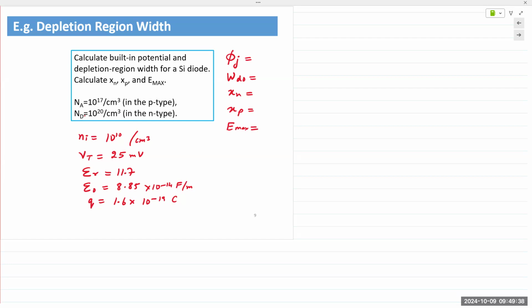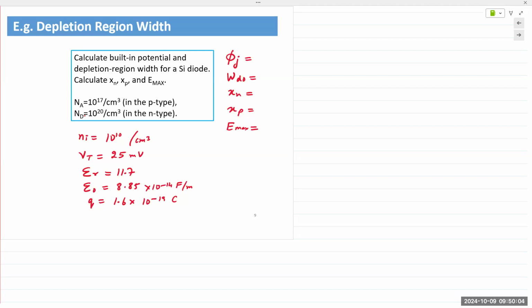So let's see. You have everything you need, right? Epsilon S, epsilon R, epsilon 0, Q, Ni. So first step is to calculate phi j. Once you have phi j, then you can enter the value of phi j into WD0. And once we have that, we can calculate Xn and Xp with these equations.